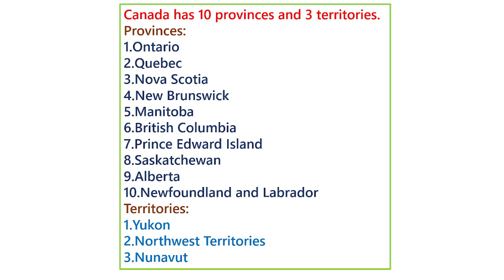Provinces: 1 Ontario, 2 Quebec, 3 Nova Scotia, 4 New Brunswick, 5 Manitoba, 6 British Columbia, 7 Prince Edward Island, 8 Saskatchewan, 9 Alberta, 10 Newfoundland and Labrador. Territories: 1 Yukon, 2 Northwest Territories, 3 Nunavut.